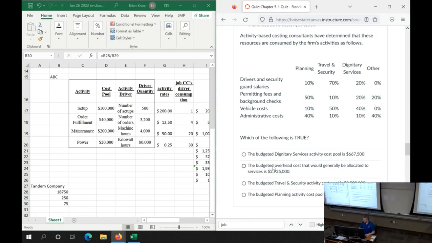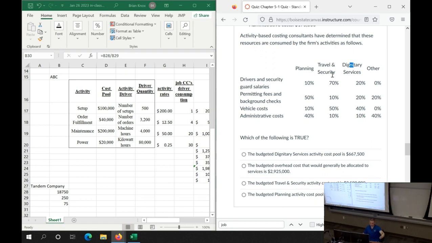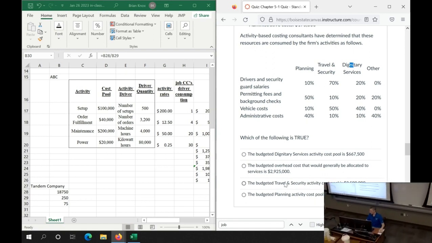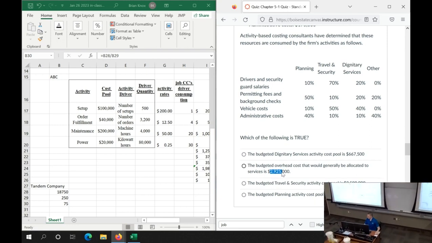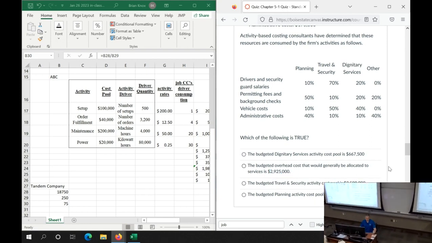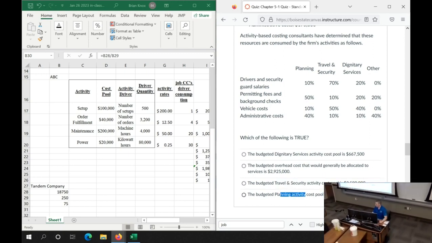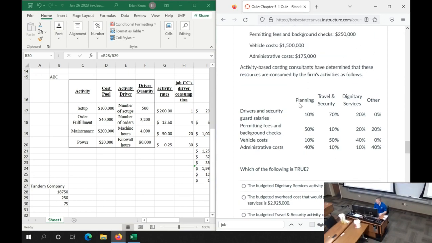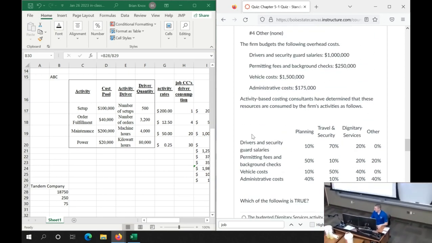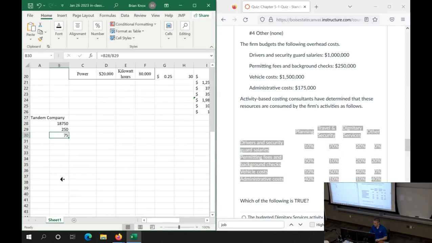So this one's saying the sum of these three activities, which are the costs that do get allocated to services, is 2,925,000. Okay, so might be true, might not be. And then we have the other two activity cost pools and their amounts. Okay, so let's figure out what these amounts are. Let's see if tables will play nice with us again. Or nice enough anyway.